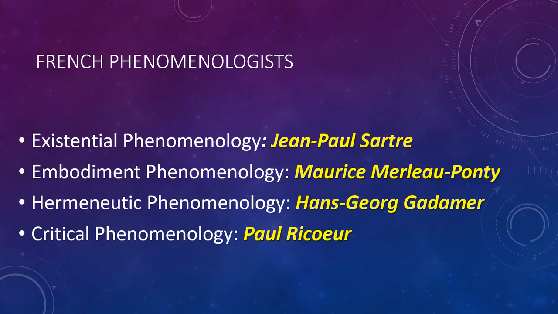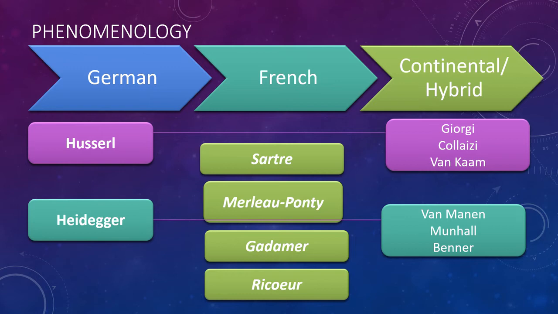And these are Paul Sartre, existential phenomenology; Maurice Merleau-Ponty, embodiment phenomenology; Hans-Georg Gadamer, who went into hermeneutic phenomenology; Paul Ricoeur, critical phenomenology. So the French kind of embodied and had a different derivative, especially from Martin Heidegger's phenomenological tradition. So if you read a lot of phenomenological works, there are different variations. But if you look at it, it started with a German.